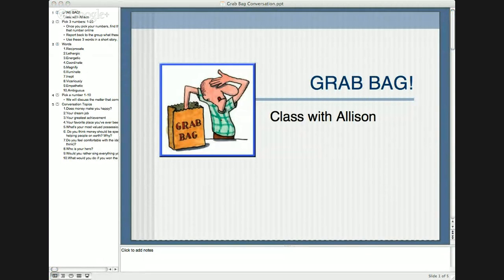So I have this picture, and this kind of shows you exactly what a grab bag is. It doesn't actually have to be a bag that you grab something out of, but that's the idea, right? You pick something at random, whether it's for a conversation class or for a game. It's just to choose something random.